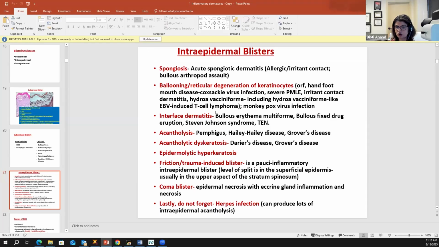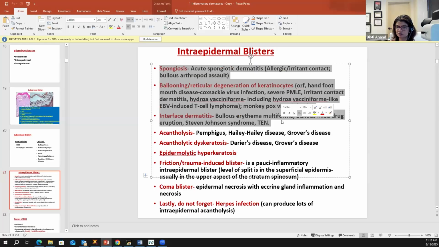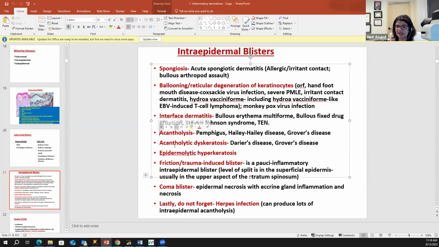So all these first three causes are secondary causes of an intraepidermal blister. But the primary cause of an intraepidermal blister would be acantholysis and acantholytic dyskeratosis. The two diseases in acantholysis are going to be pemphigus and Hailey-Hailey, and in acantholytic dyskeratosis are going to be Darier's and Grover's disease, and we'll talk about that. Another cause of a true intraepidermal blister is EHK, epidermolytic hyperkeratosis. And then you have rare causes like friction blisters and coma blisters. And then lastly, remember herpes infection. Herpes infection is a common cause of an intraepidermal blister, and we'll discuss that.